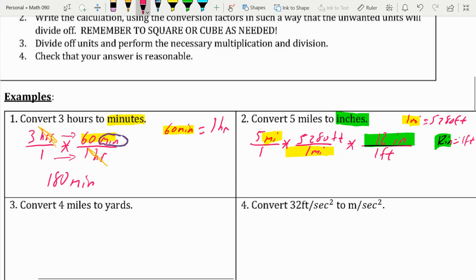All right, so I look at this thing. What cancels? Well, miles and miles cancel. Feet and feet cancel. What unit am I left in? I'm left in inches. All right, so again, you grab your calculator and you're going to multiply straight across. All right, so all that mess ends up equaling 316,800, and it's going to be in inches. If you look at the denominators, it's just 1 times 1 times 1.